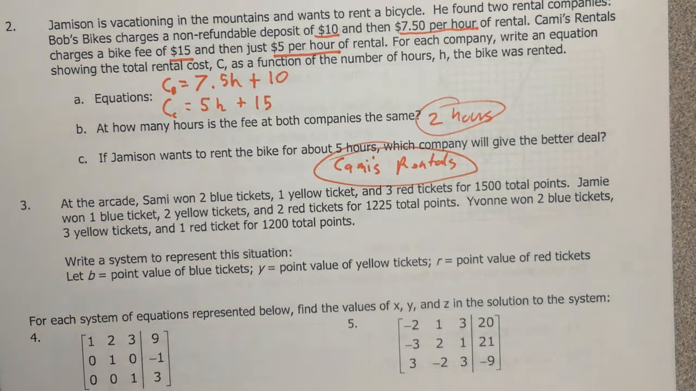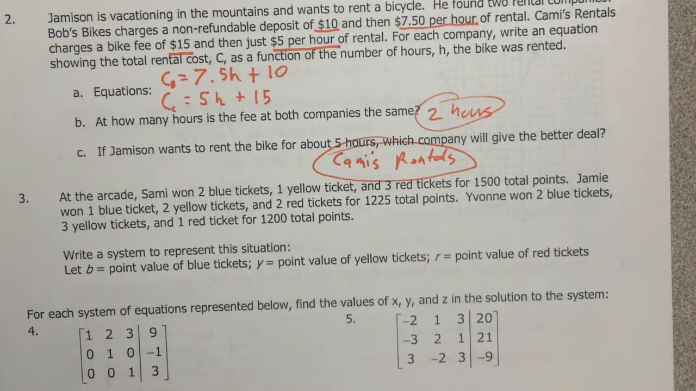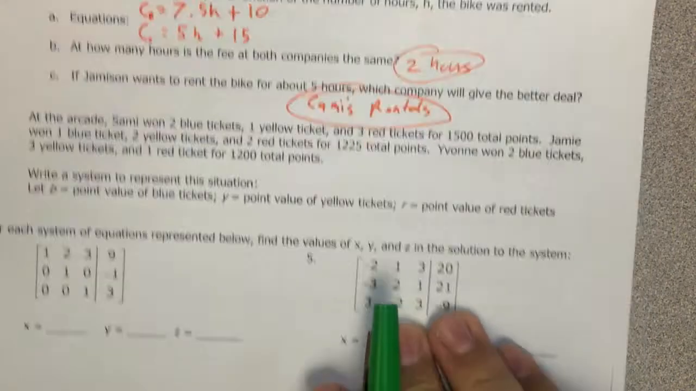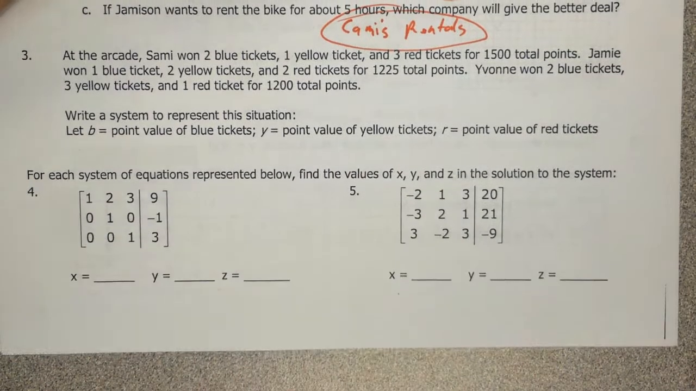All right, number 3. At the arcade, Sammy won 2 blue tickets, 1 yellow ticket, and 3 red tickets for a total of 1,500 points. Jamie won 1 blue ticket, 2 yellow tickets, 2 red tickets, and so on. You get the idea. Write a system to represent this situation. B is the point value of blue tickets, Y is the point value of yellow tickets, and R is the point value of a red ticket. We're going to make a system of equations for this.